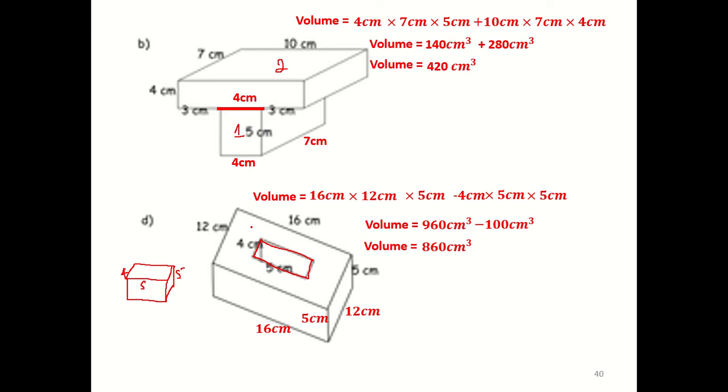Please note that I just need to correct number B. The total volume of the above prism will be 420, which is the prism at the bottom plus the prism that is at the top.